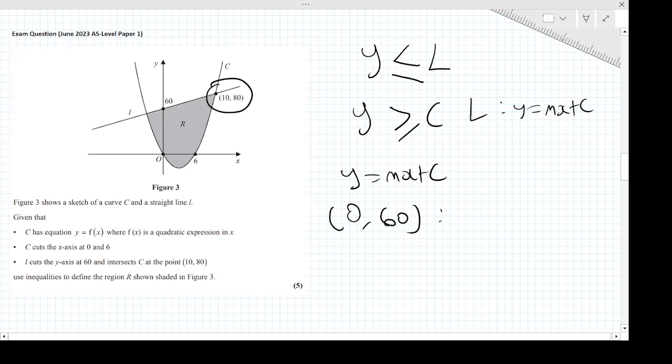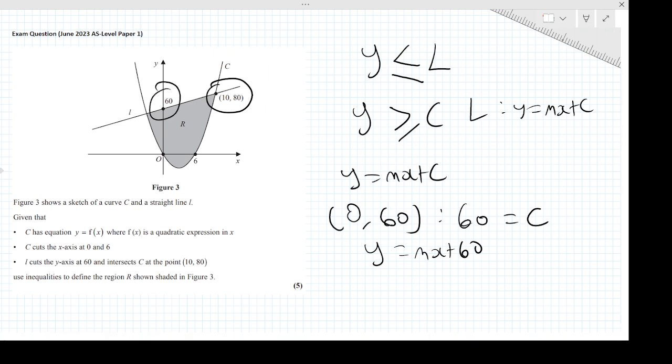When x is 0, y is 60, we get 60 is equal to m times 0 plus c. Well, m times 0 is 0, so 60 is just equal to c. So we could say y is mx plus 60, and that's the y-intercept, right? We could even just write that down. You should know that c is the y-intercept, which is 60. But anyway, there we are.